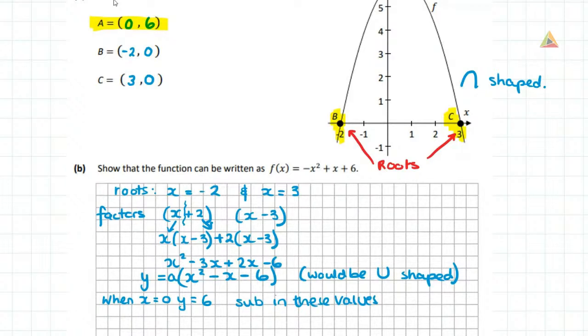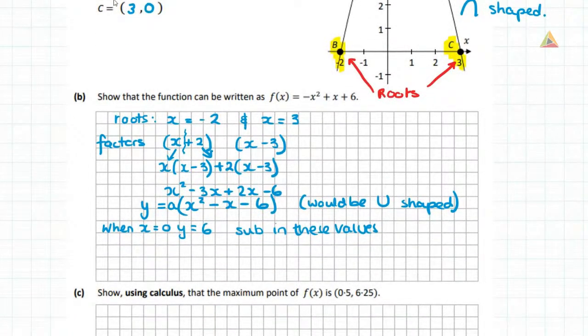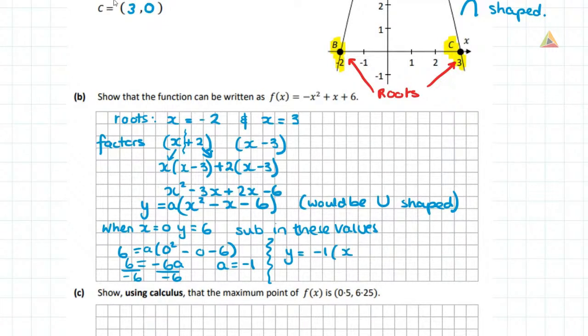So I'm going to say 6 is equal to A times 0 squared minus 0 minus 6. When I put that into my calculator, I get minus 6 multiplied by the A that's there. I divide both sides by what's touching the A, and I get A is equal to minus 1. So now that we've solved for A, we're going to sub that in for our y. y is equal to minus 1 times x squared minus x minus 6.